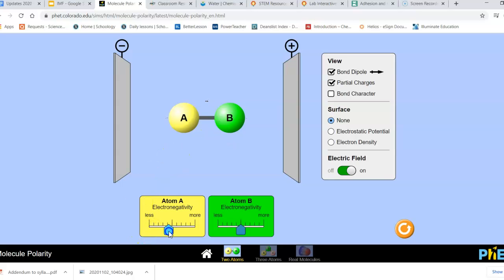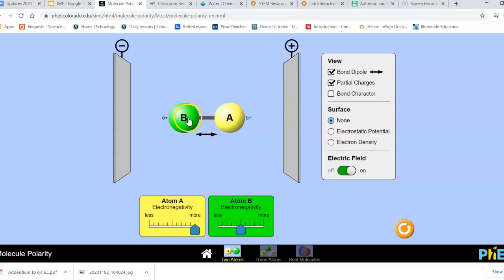I can go the other way, and I can make A more electronegative, so A is going to pull those electrons. So notice that now it flips. Now A is feeling the presence of electrons, and B is the weaker, right? It's feeling less electrons.